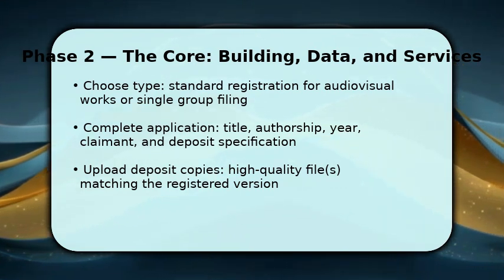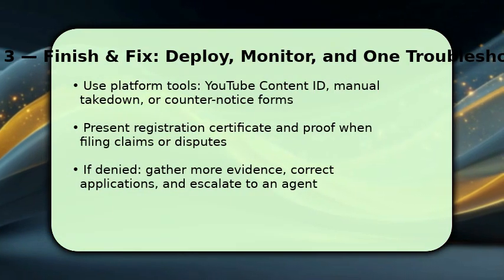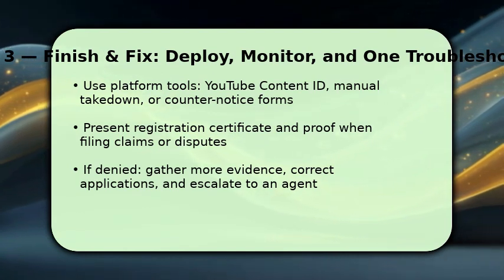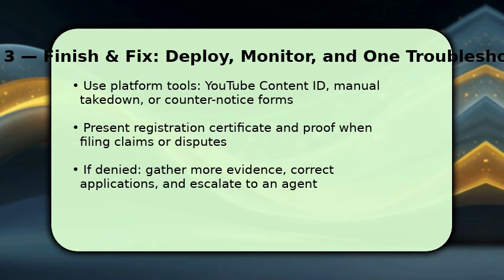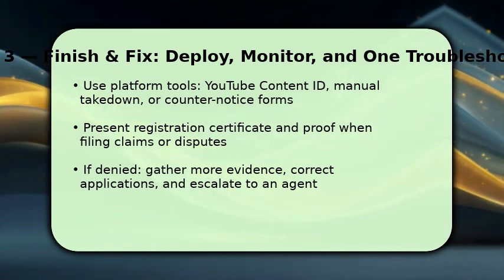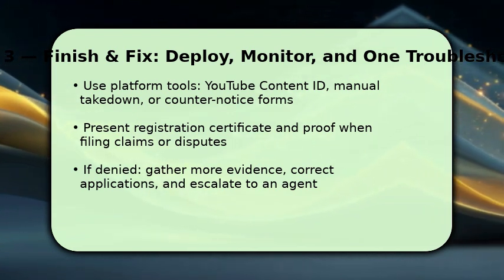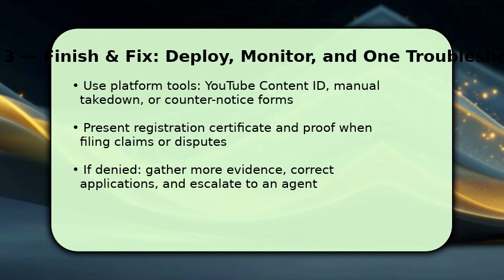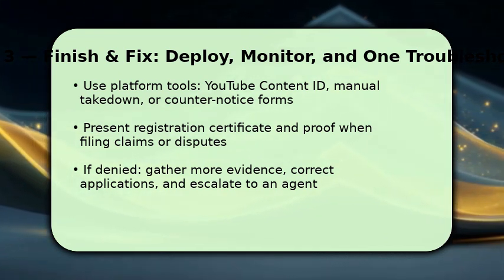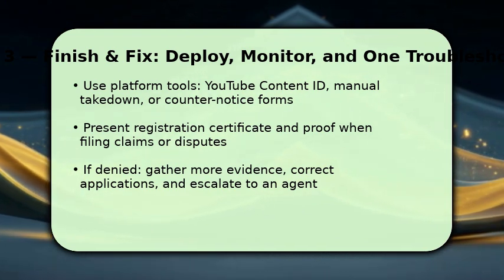You finish by enforcing your rights on YouTube and elsewhere. Enroll in Content ID if eligible, or file a DMCA takedown using your registration certificate and evidence. If a platform questions your claim, present the signed agreements, metadata, and registration number. Be concise and authoritative. If a claim is rejected, don't panic. Review application errors, gather additional proof, and consider escalating to an authorized agent or legal counsel. One troubleshooting tip: maintain version backup.